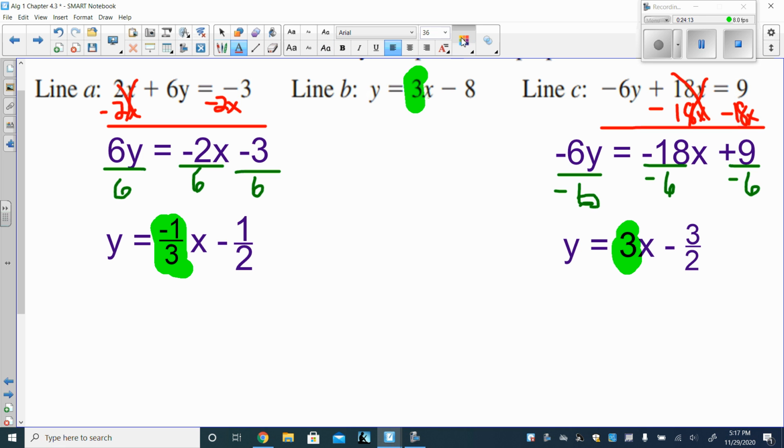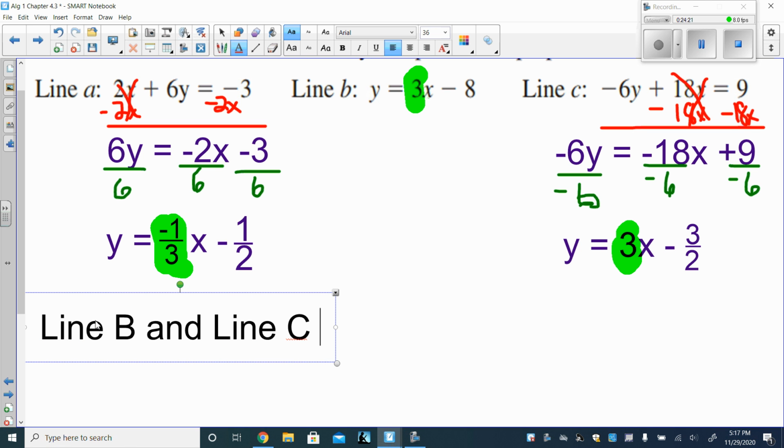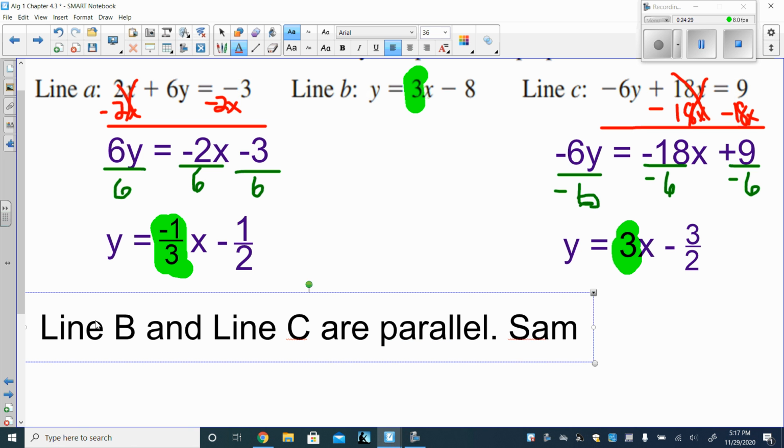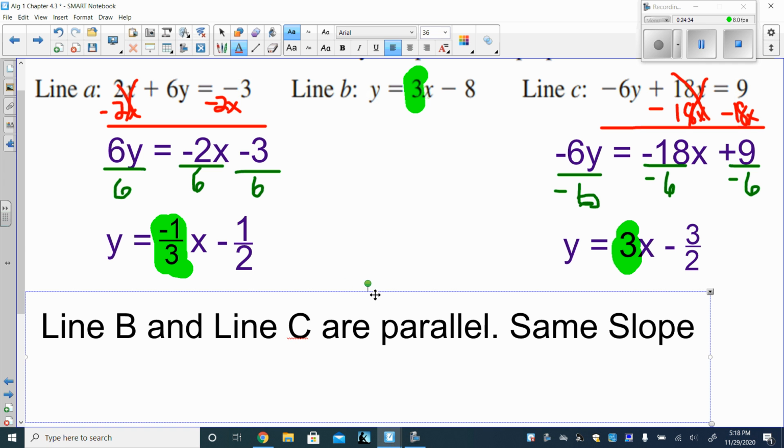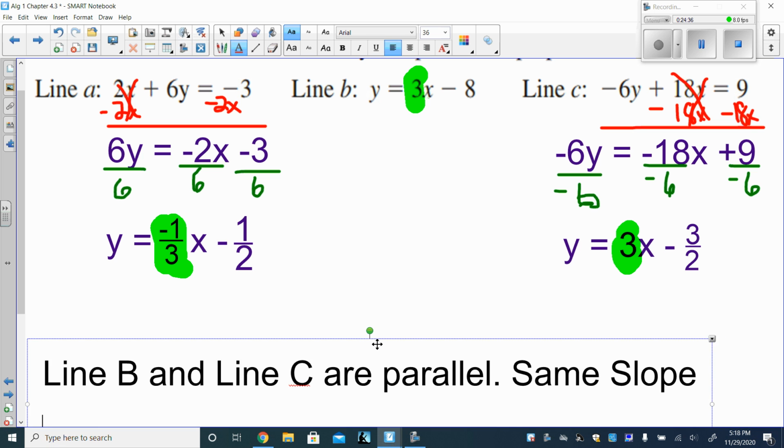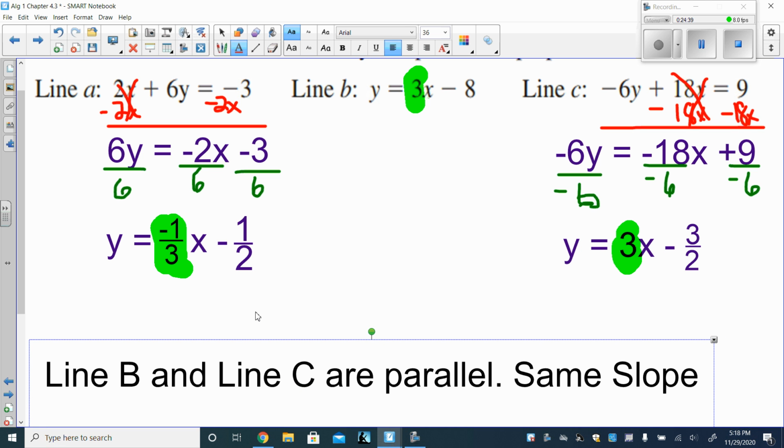Now, two lines are parallel if their slopes are the exact same. Well, line B and line C both have a slope of positive 3. So these two lines are parallel, because any lines that are parallel have the same slope. Now, there aren't any other same slopes besides B and C, because those both have 3. A is not parallel to B and C because their slopes are not the exact same.